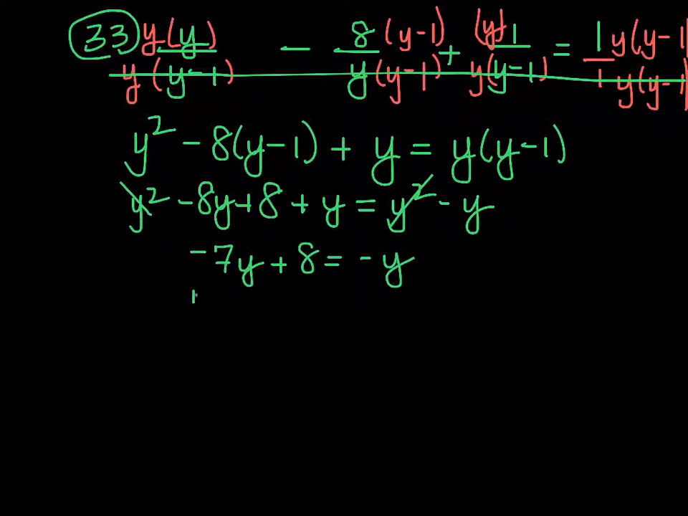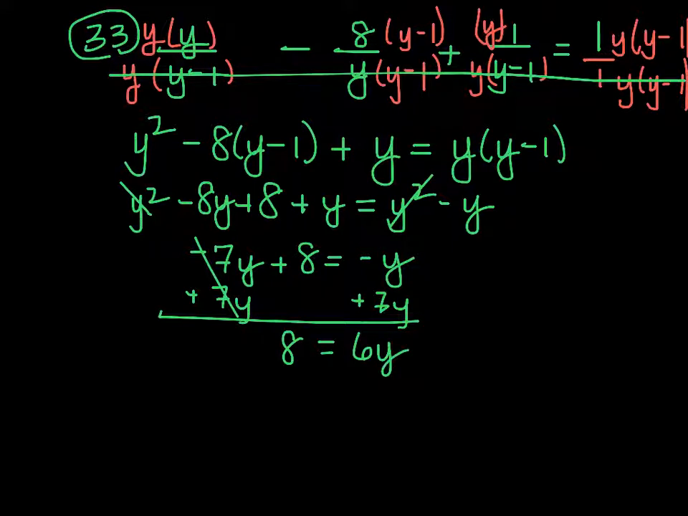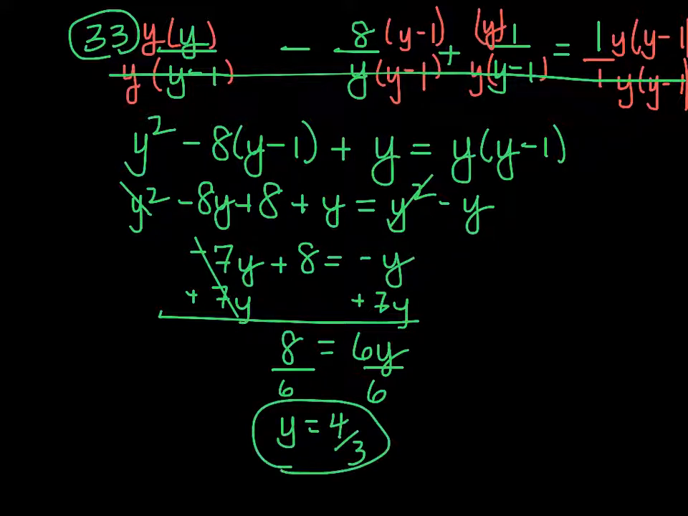I'm going to add that 7y to both sides of the equal sign. And that's going to give me 8 equals 6y. And then from there, I'm going to divide out my 6, and I will get y equals 4/3. There we go.